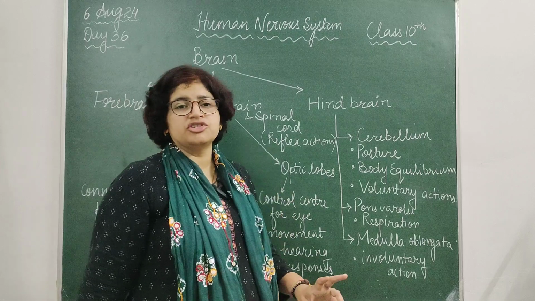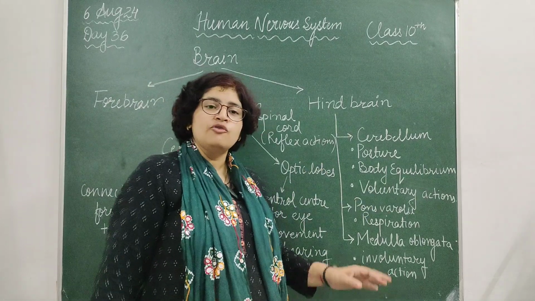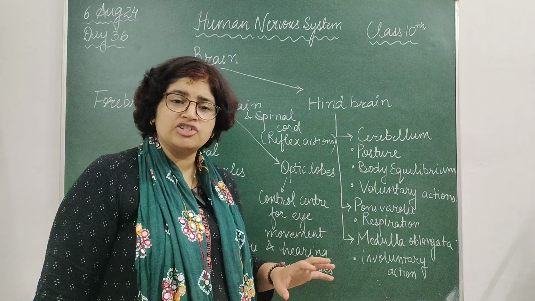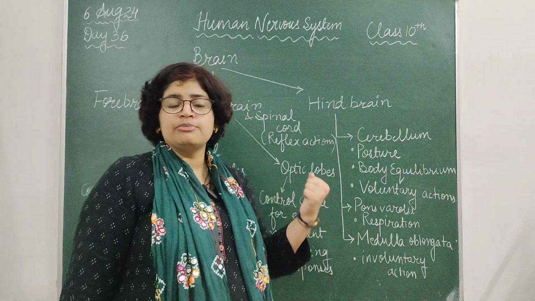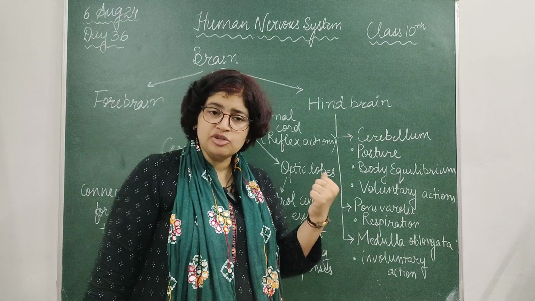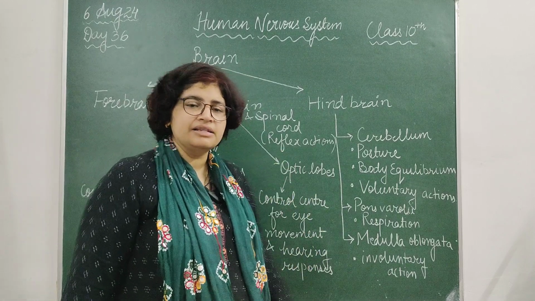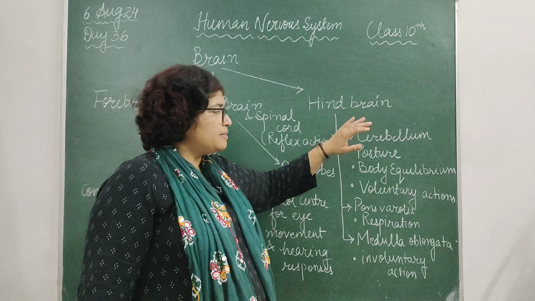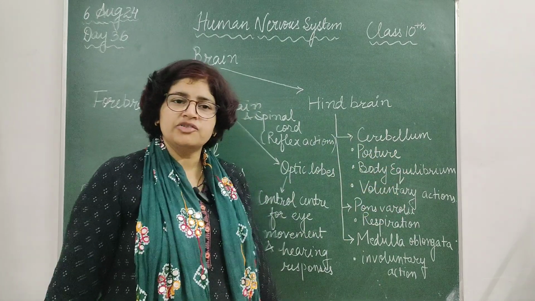Next important function performed by cerebellum is the voluntary actions. Voluntary actions are the kind of actions which are usually performed with our will, and these are generally performed by our limbs or external organs like our hands and legs. Fine. So cerebellum is meant to control our posture, body balance and voluntary actions.